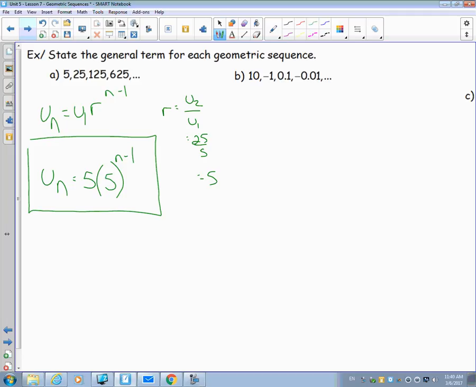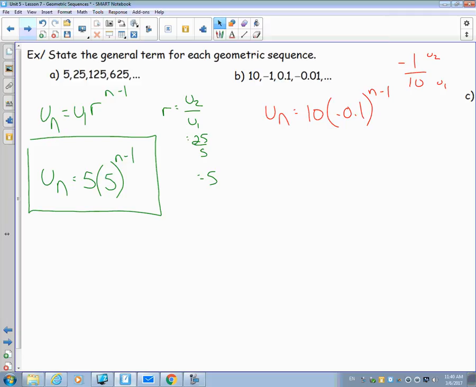Try the second one. un equals u1, 10, times r. R is going to be negative 1, that's u2, divided by u1. Oh, well, negative 1 divided by 10 is 0.1, and it's negative. That's okay. N minus 1. Done. Whenever you have a negative base, that just means you're going to alternate numbers when you look at the sequence. So positive, negative, positive, negative, positive, negative, and so on.